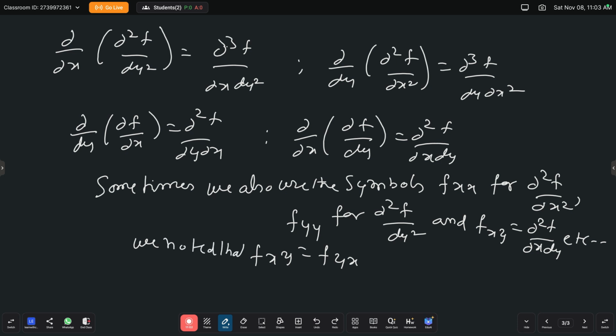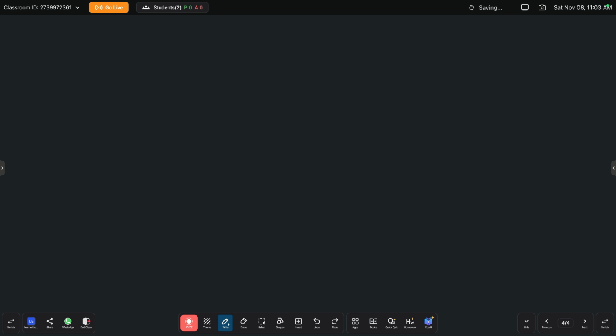We note that fxy is equal to fyx, etc. So that means ∂²f/∂x∂y is equal to ∂²f/∂y∂x. So these are equal. So sometimes we note that. See, this is the first order partial derivatives and second order partial derivatives.